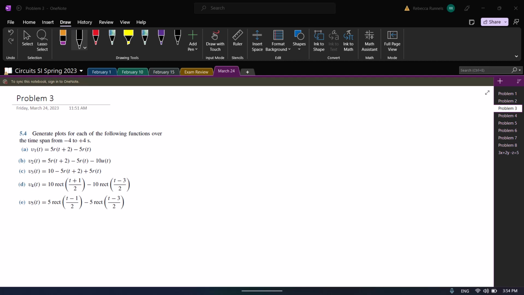Now we'll look at the ramp function. And what the ramp function does is it adds a slope. So the unit step function moved you up or down. The ramp function adds a slope.